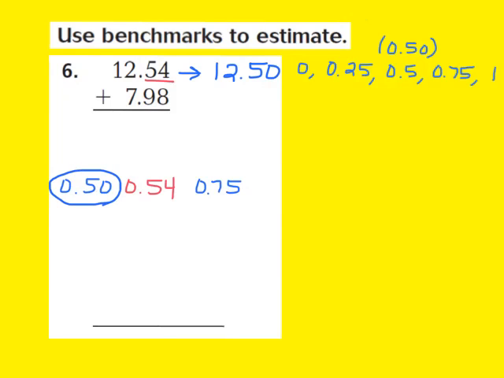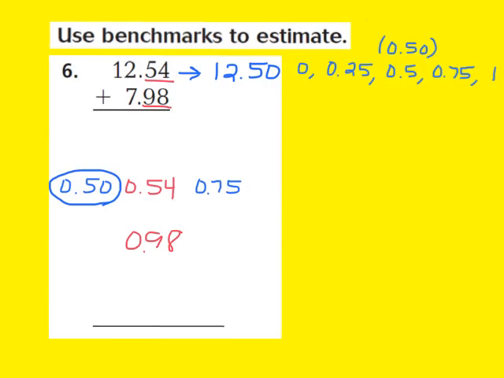Now, let's take a look at the second decimal number. We have 7 and 98 hundredths. Once again, I'm going to focus on that 98 hundredths first. So I'm just going to underline my 98 hundredths, and then I'm going to come down here and write down that 98 hundredths.